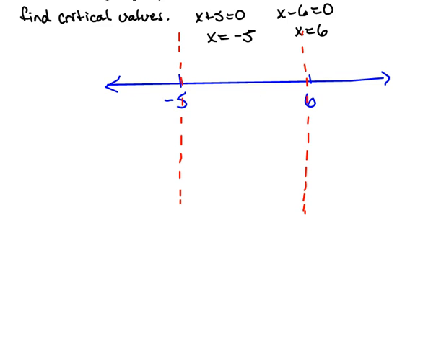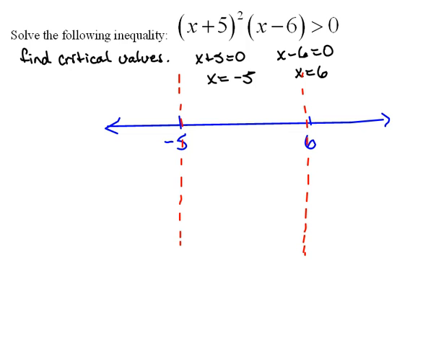Okay, what we're going to do is we're going to test some numbers to see what's happening in each of these areas. I'm going to take a number over here to the left of -5, maybe -10. We're going to choose something in between -5 and 6, like maybe 0. 0 is always a good number to use if you can. And then let's try something over to the right of 6, like say maybe 10. You choose anything you want to as long as it's clearly in those areas.